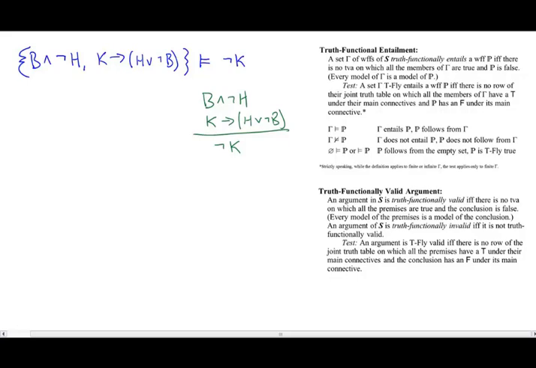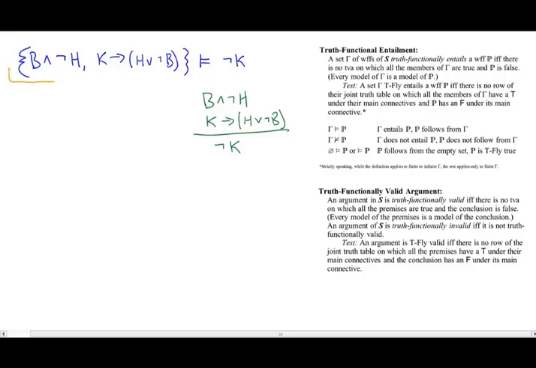Now we have 2 more important truth functional properties that we want to be able to test with the truth table. Truth functional entailment and truth functional validity. If you recall from chapter 1, these are essentially the same sort of notion, except that entailment can apply to infinitely large sets and target statement. But with truth tables, we'll of course only be able to apply the test to finite sets. The procedure for testing for truth functional entailment and truth functional validity are essentially the same.